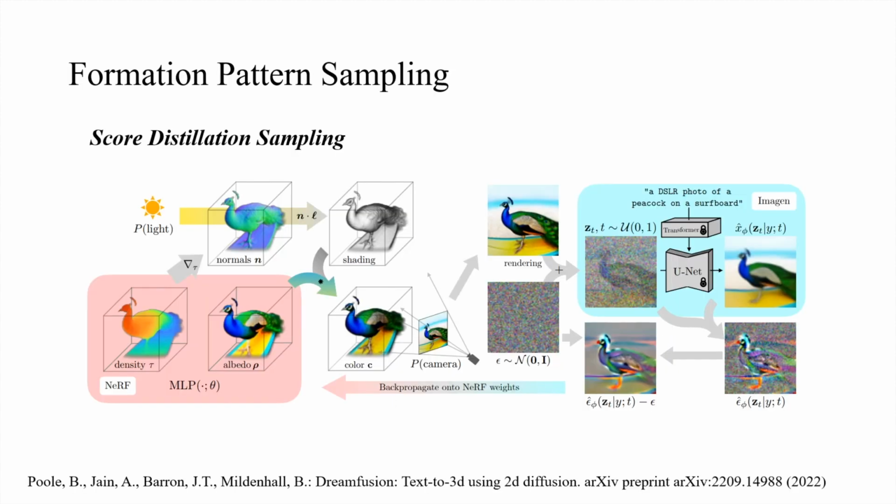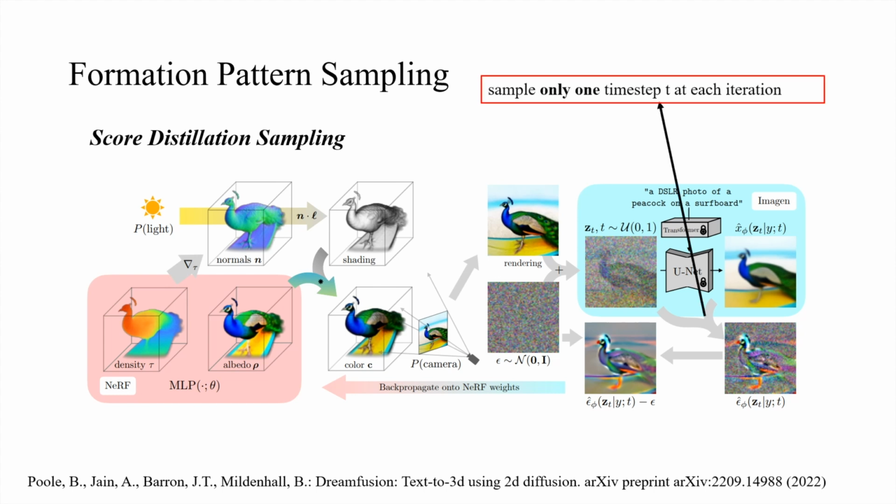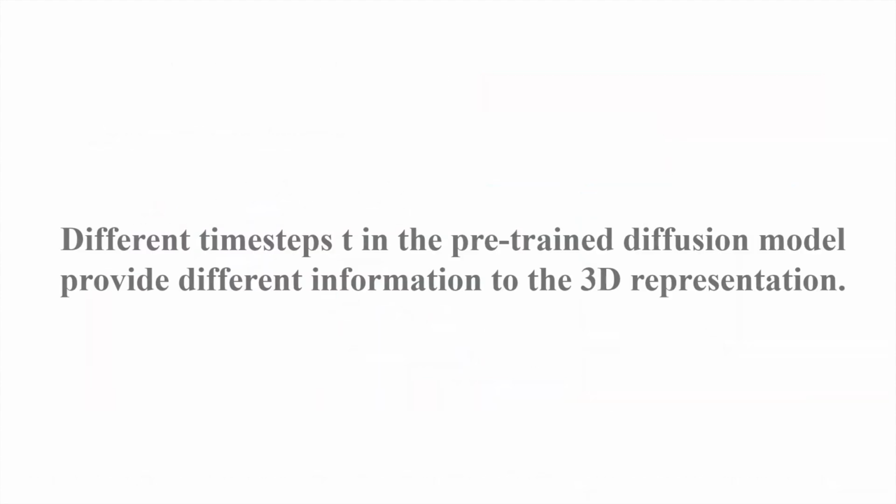Our method builds upon DreamFusion. They use score distillation sampling to distill information from a random time step t in the pre-trained 2D text-to-image model into the 3D representation at each optimization iteration. However, we found different time steps t in the pre-trained diffusion model provide different information to the 3D representation.